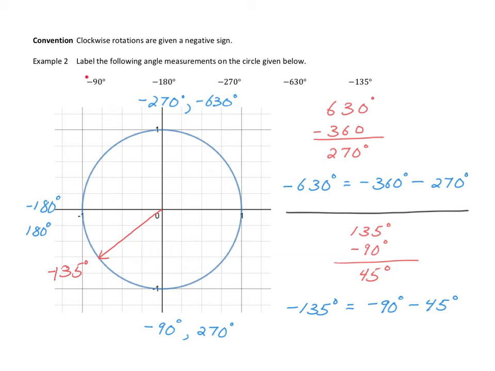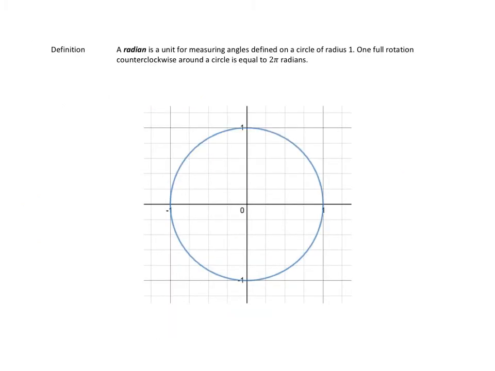So for smaller angle measurements, it's relatively simple to see where they are on the unit circle. If the numbers are larger, you can subtract away full rotations, or even something like 90 degrees or 180 degrees if it helps you figure out where it's located. There is another unit that is used to measure angles, and that's called a radian.